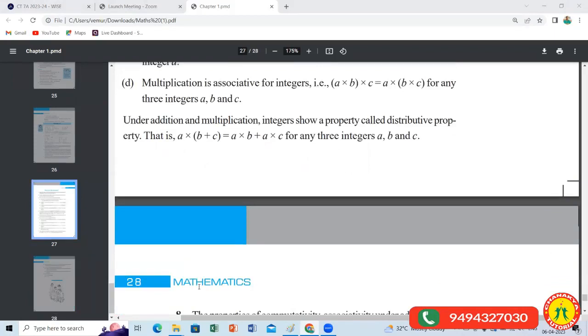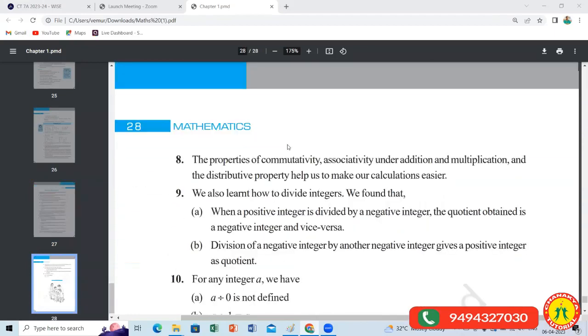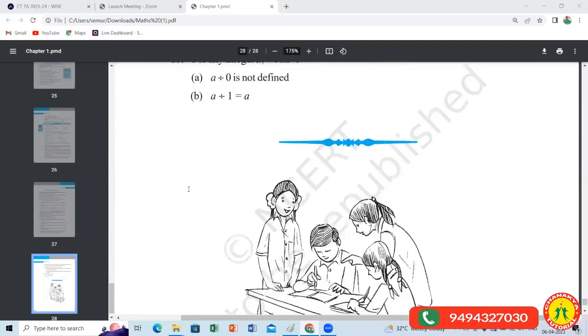We can go with the D bit also, then we will go with Anubhav. Yes, ma'am. Now, multiplication is associative for integers. For example, a into b into c equals a into b into c for any three integers a, b, and c. Under addition and multiplication, integers show a property called distributive property. That is, a into bracket b plus c bracket close equals a into b plus a into c for any three integers a, b, and c. Varshit, please, points 8, 9, 10. Okay, ma'am.